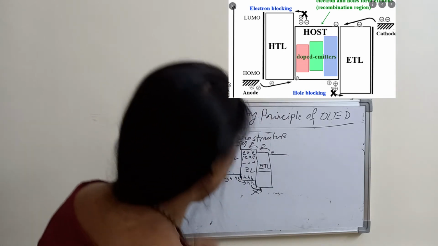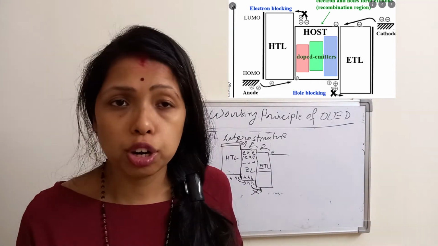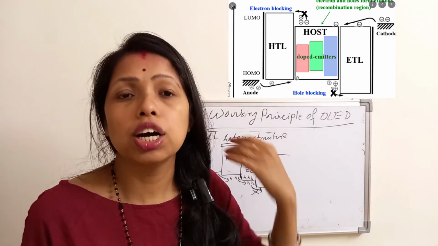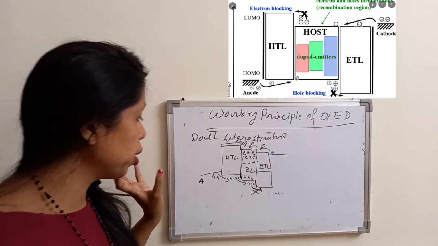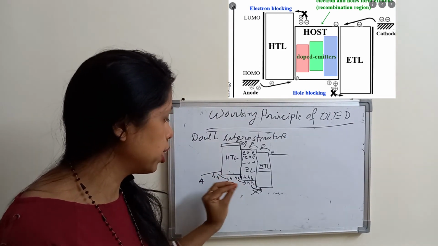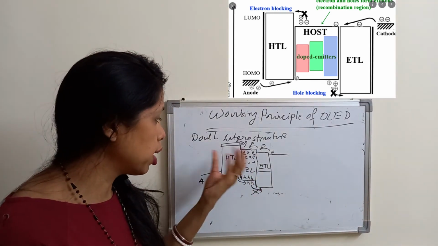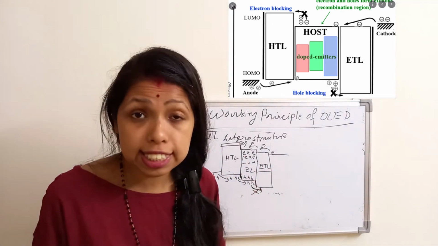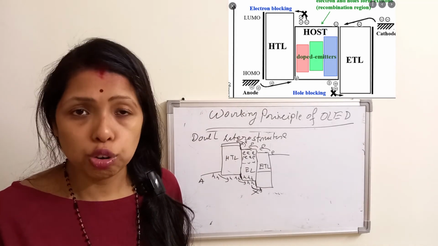In a single layer, some amount of the hole will be transported into the electron transport layer and collected by the cathode, and again the electron will be transported into the hole transport layer and collected by the anode. But in this case, whatever holes are collected by the hole transport layer, the entire amount of holes I am getting in the emission layer. In the same way, the entire amount of electrons I am getting inside the emission layer. Whatever electrons and holes are injected into the device, all of them will produce light.